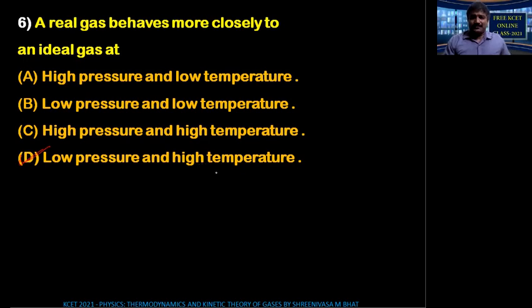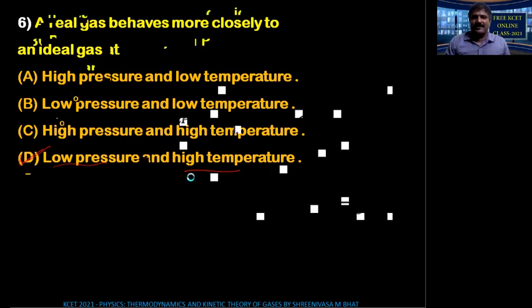So therefore the behavior becomes ideal or very close to ideal, so that the volume of the gas molecules is negligible compared to the entire volume of the gas. Those are the required criteria for an ideal gas, and they are obeyed at low pressure and high temperature. High temperature also means, another way to think, high velocity for the gas molecules. So option D is correct.